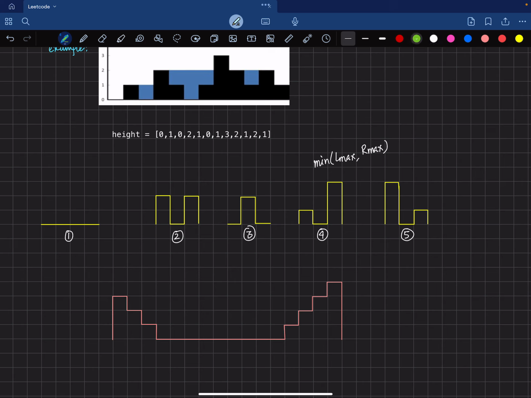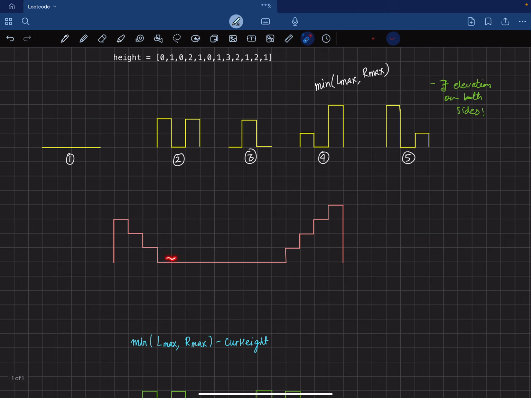So I hope you understood one thing. One thing that we can take away from here is that for the water to be trapped, there must exist an elevation on both sides. There exists an elevation on both the sides for the water to be trapped.